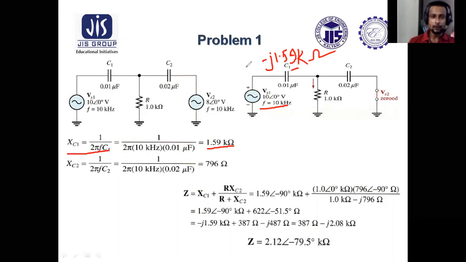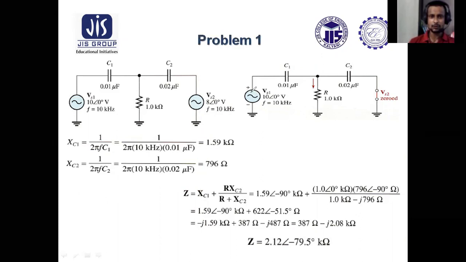Okay. Now why does minus J come here? Actually, for XC1, if we consider magnitude only, then the formula for XC1 will be 1 by 2 pi F C1. But if its angle is to be considered, then it should be 1 by J 2 pi F C1, as we discussed in the class on the superposition theorem. So 1 by J will come here. That is why it will be minus J into 1.59 kilo ohm. Similarly, XC2 will be minus J 796 ohm.